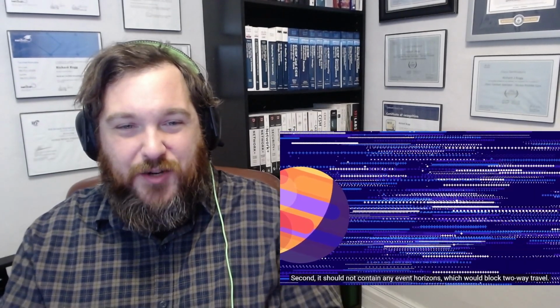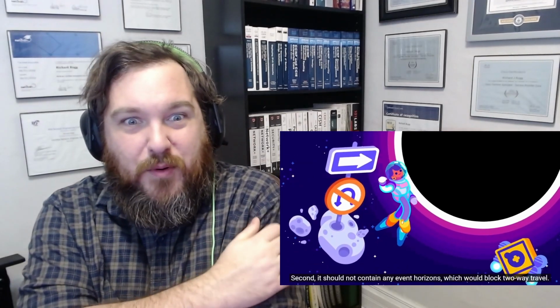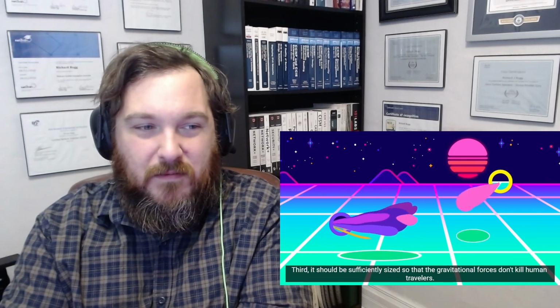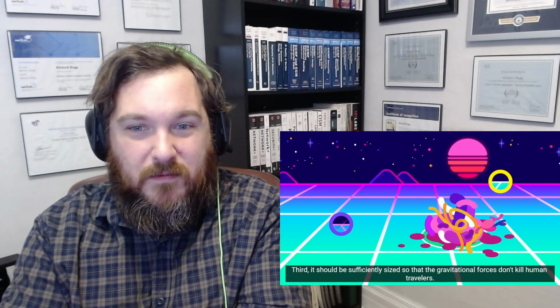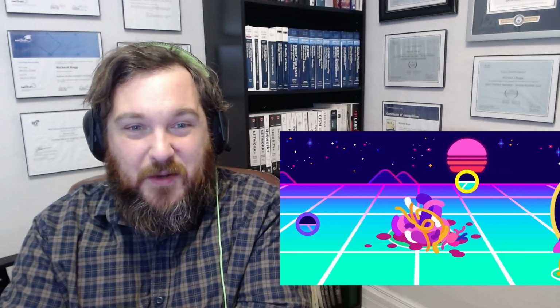Can you imagine actually having, like, a portal gun from Portal? Being able to just create these wormholes and... Third, it should be sufficiently sized, that'd be so cool. Gravitational forces don't kill human travelers. I'd be so lazy with it, too.